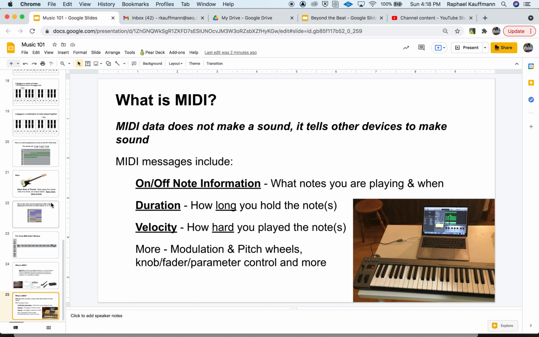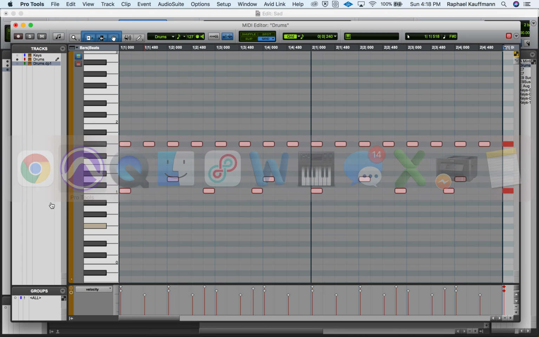So the types of information that MIDI sends: on-off information, what notes are going to play, when they're going to play, duration, how long those notes are going to hold, and velocity, how hard you hit those notes on the piano, which you can also control by drawing it in. There's more control parameters like the pitch wheel, modulation, and a whole bunch of other stuff.